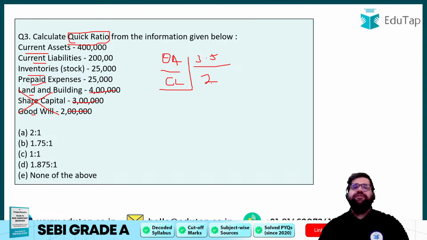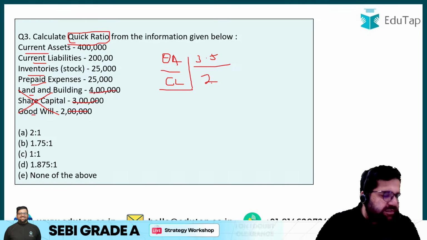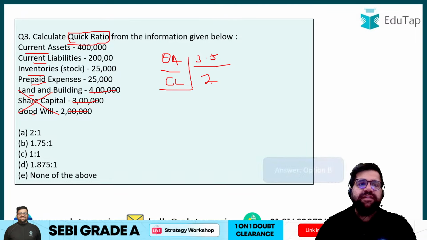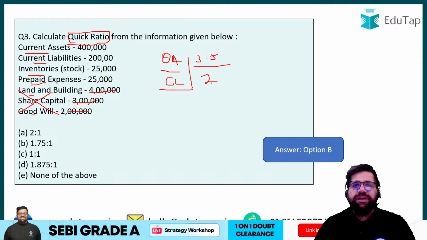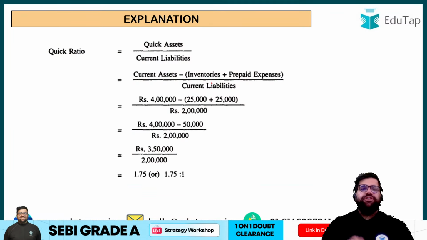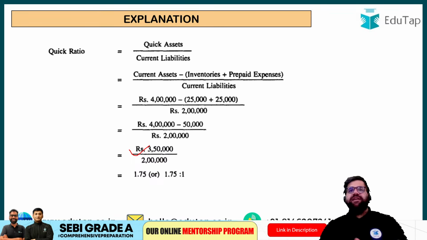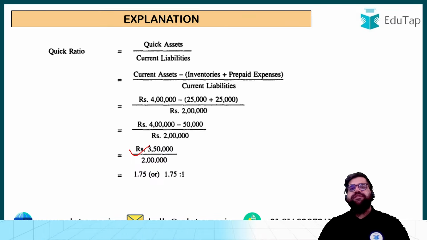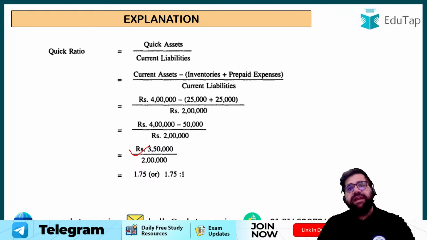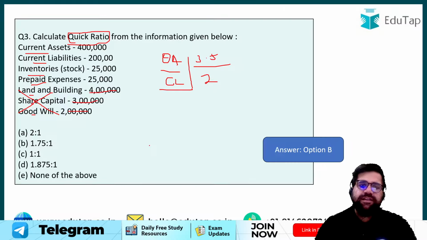So divide 3.5 by 2 and your answer will be option number B, I think, right? 1.75 is to 1. And if you do the calculation, you will get the same figure. How did this 3,50,000 come? Quick assets is equal to your current assets minus your inventories minus your prepaid expenses, divided by current liability. Now this is a moderate level question, not tough. So the correct answer over here will be option number B itself.